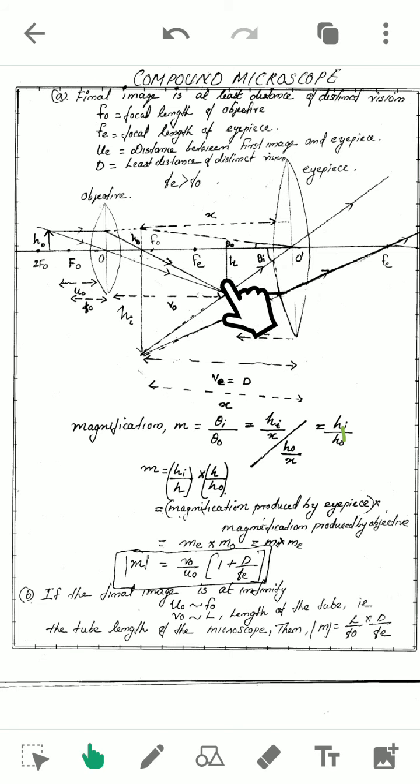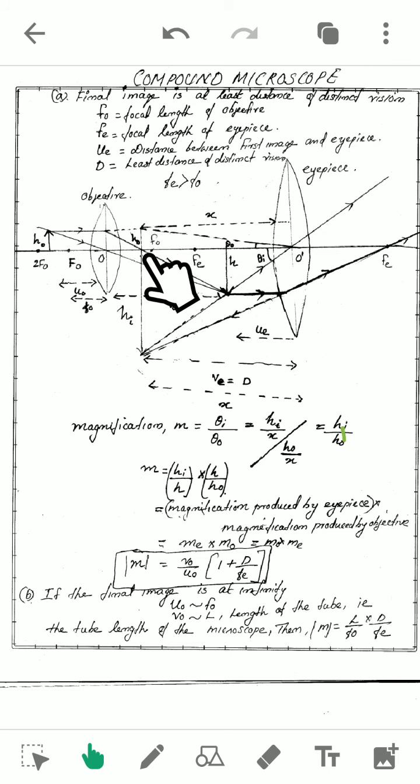This image acts as the object for the eyepiece. That means the focal length of the eyepiece is more than the objective lens. So this image acts as the object, and this object is between Fe and O. The final image is at the least distance of distinct vision. The angle subtended by the final image is theta I. The angle subtended by the object is theta O.